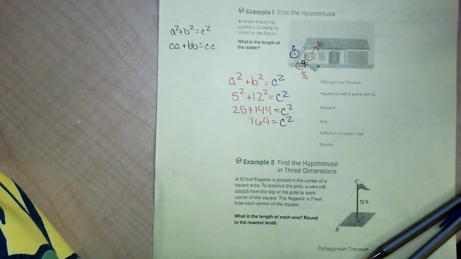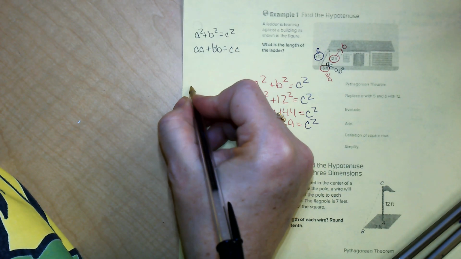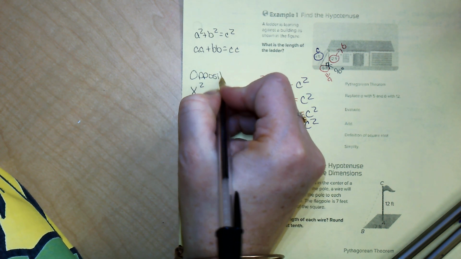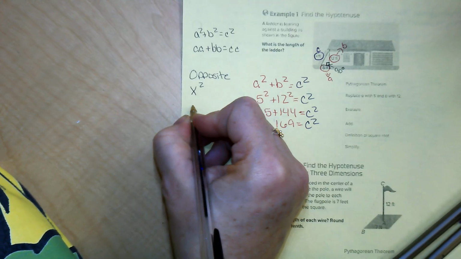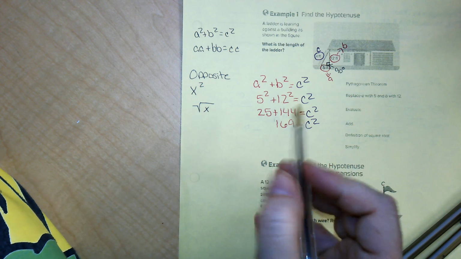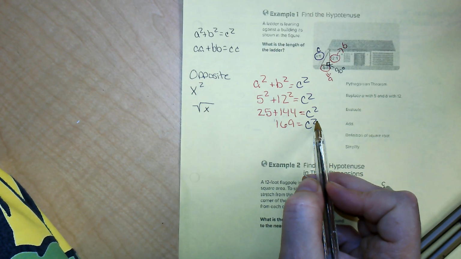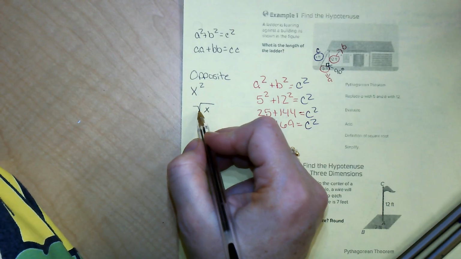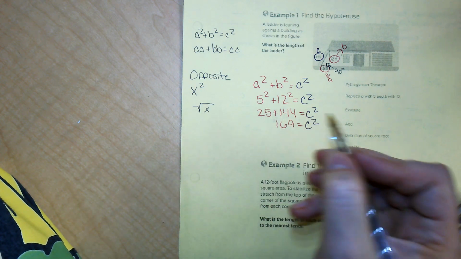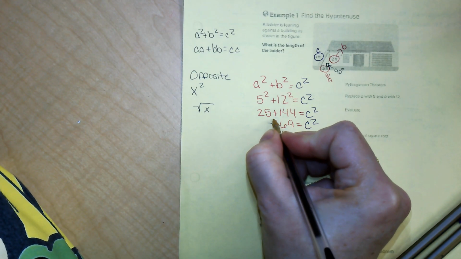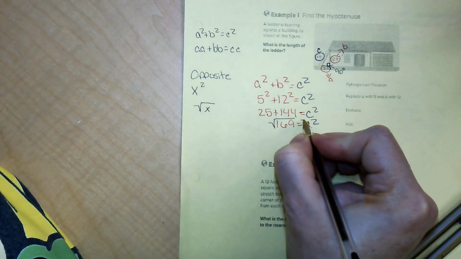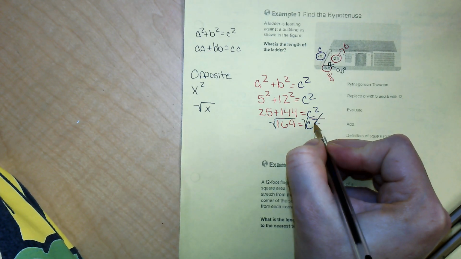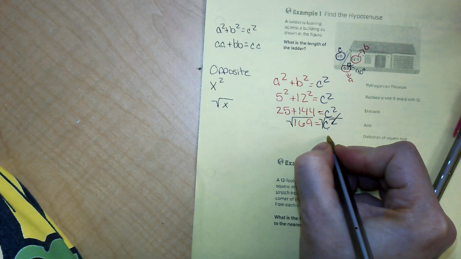All right, so remember on the front, I told you that the opposite of squaring something is to take the square root of. Okay, so we don't want c squared, we want c. We want c by itself. So what we're going to do is take the square root of both sides, because remember, what you do to one side, you got to do the other. So we're going to take the square root of 169. We're going to take the square root of c squared. Squaring and square rooting cancel each other out, and you're left with c over here on the right.